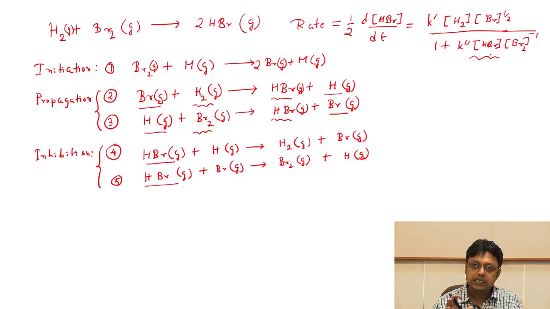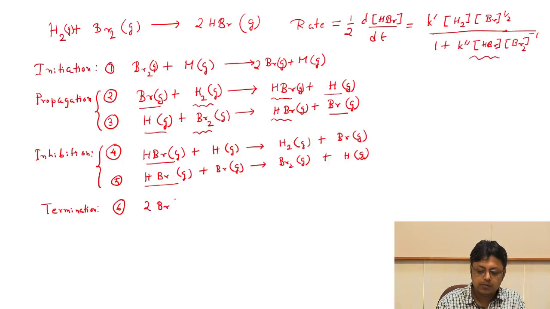So that is a hint that HBr is causing inhibition for this reaction to propose this mechanism, because in the observed rate law we see that HBr comes in the denominator. Then you also have a termination reaction, which will be just the opposite of the first reaction, where two bromine atoms in the presence of a third body give you Br2 plus M.